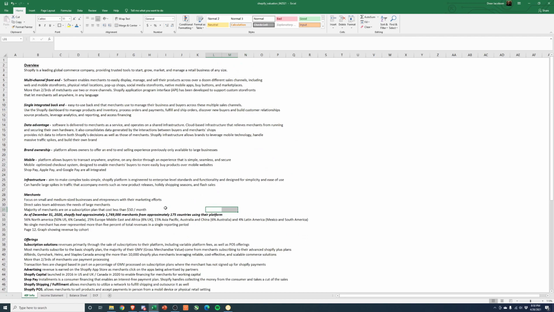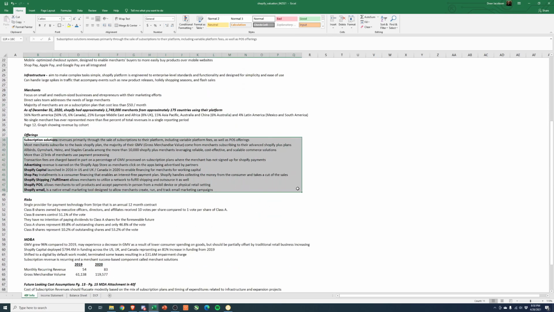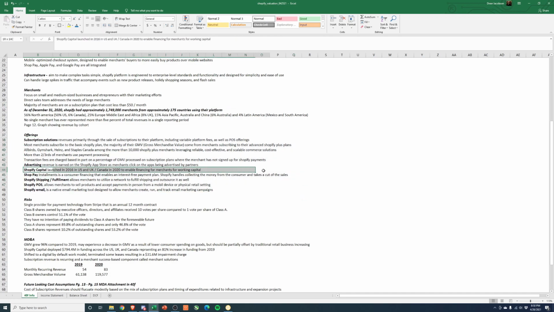Pretty interesting company. I always thought Shopify was just the checkout cart. But really, here's a list of all their things. They have a little bit of advertising revenue. Shopify Capital is pretty interesting. It got pretty big during the pandemic. Basically, they'll give loans to small businesses for working capital.